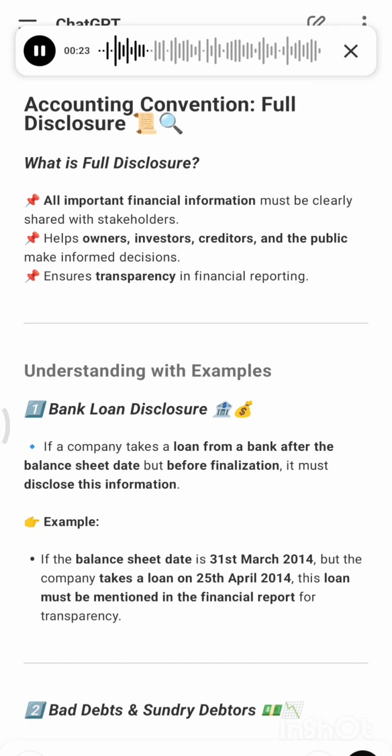Bank loan disclosure. If a company takes a loan from a bank after the balance sheet date, but before finalization, it must disclose this information. Example: if the balance sheet date is 31st March 2014, but the company takes a loan on 25th April 2014, this loan must be mentioned in the financial report for transparency.